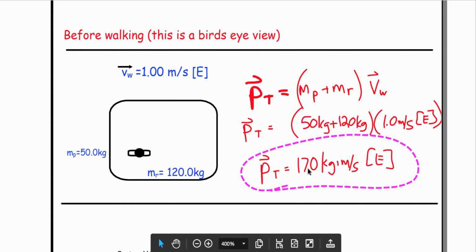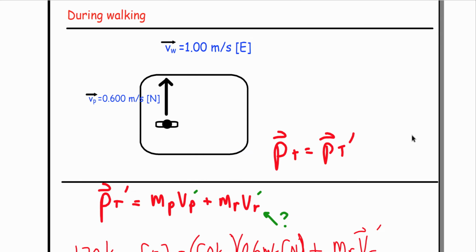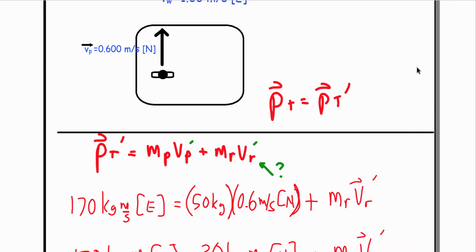So this is what we started with. This is what we will end with. So now if you start walking across the raft, you're going to be walking at 0.6 meters per second north. The raft is actually going to start moving in the opposite direction due to Newton's third law, and everything is still floating downstream at 1 meter per second east. So total momentum before the interaction has to equal the total momentum after. Total momentum after is a combination of the mass of the person times the velocity of the person plus the mass of the raft times the velocity of the raft, but we don't actually know what this is going to be.